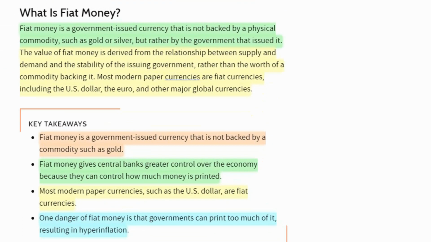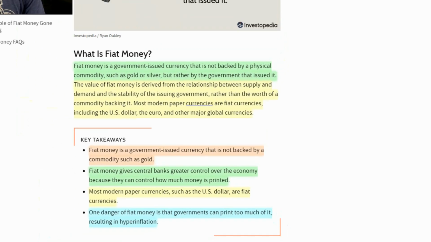Fiat money is a government-issued currency that is not backed by a physical commodity, such as gold or silver, but rather by the government that issued it. The value of fiat money is derived from the relationship between supply and demand and the stability of the issuing government, rather than the worth of a commodity backing it. Most modern paper currencies are fiat currencies, including the US dollar, the euro, and other major global currencies.